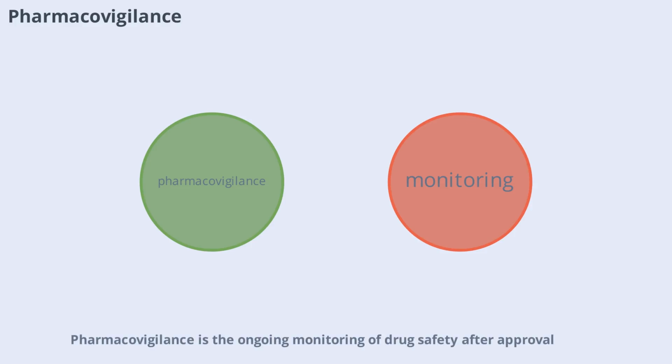Pharmacovigilance is the ongoing monitoring of drug safety after approval. It involves collecting and analyzing data on side effects, adverse reactions, and medication errors. This process helps identify risks, update guidelines, and protect public health by ensuring drugs remain safe and effective.